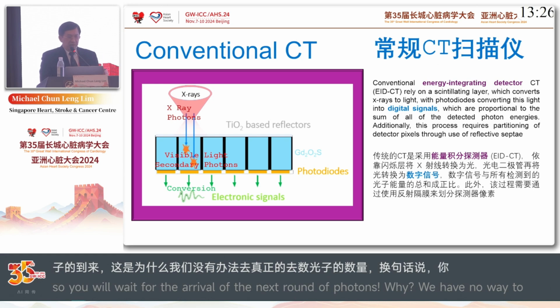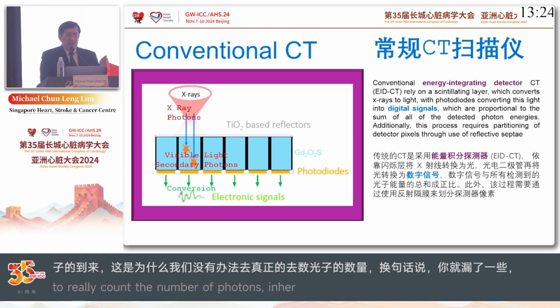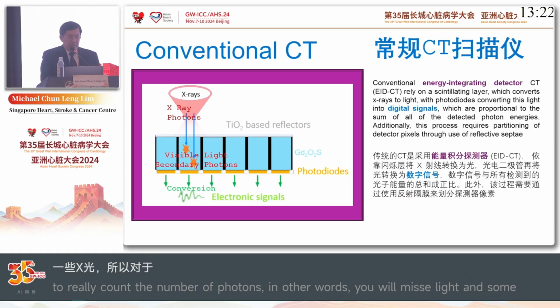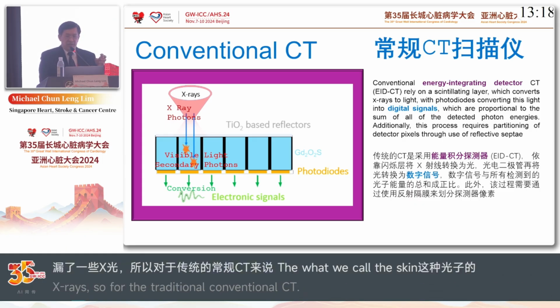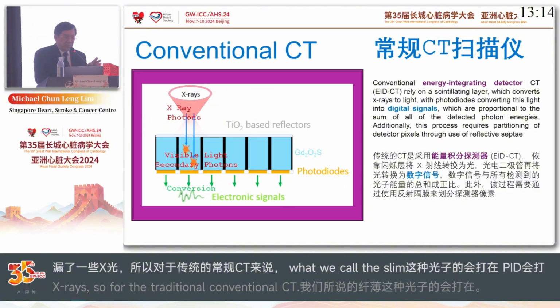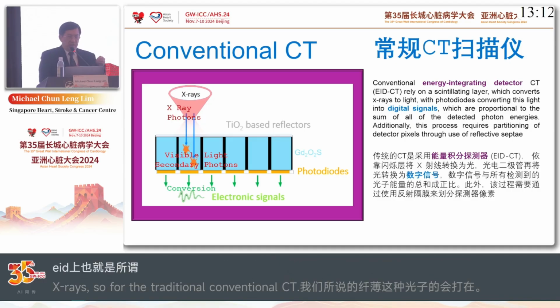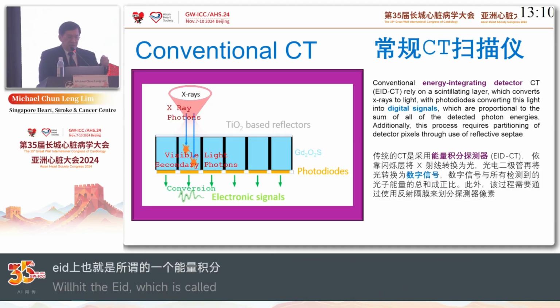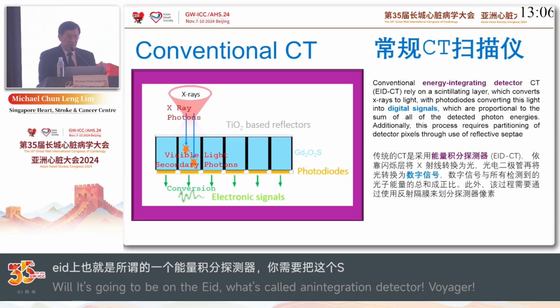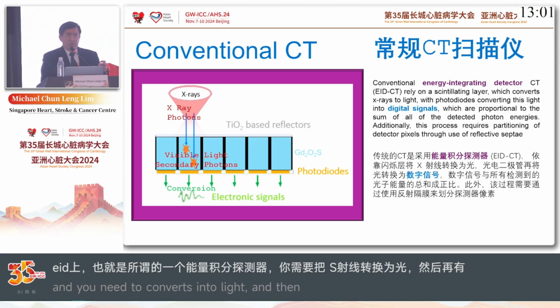So in a standard CT, the X-ray photons hit what we call the scintillator, and these are called energy integrating detectors, EID for short, all right? This converts the X-rays into visible light, which is then detected by what we call photodiodes, which convert this into electronic signals. And actually this is digitized.